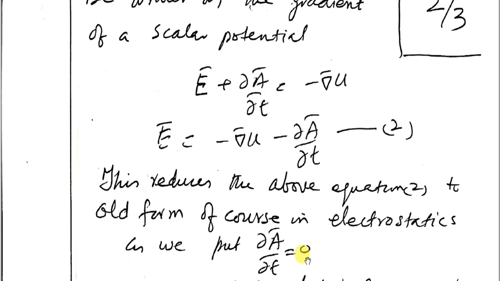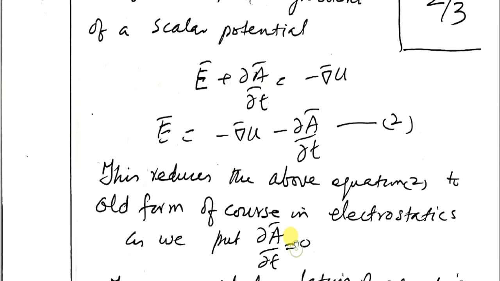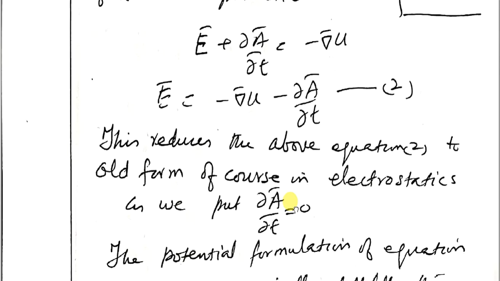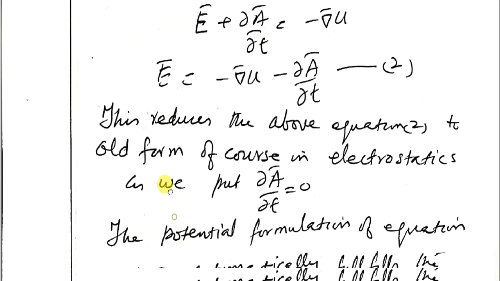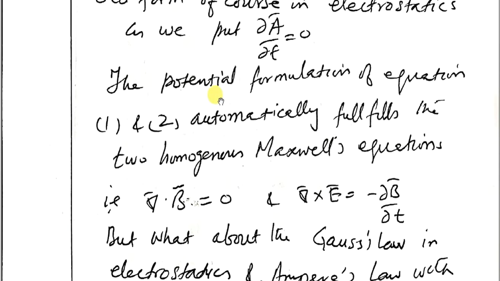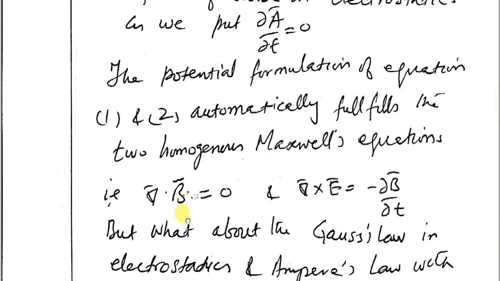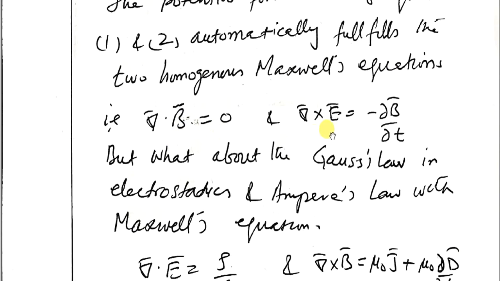At a classical, non-relativistic level, delta A by delta T is equal to 0. So we are then confined to the old equation, E is equal to minus gradient of U. Now the potential formulation of equations 1 and 2 automatically fulfills the two homogeneous equations, that is, divergence of B is equal to 0 and curl of E is equal to minus delta B by delta T.